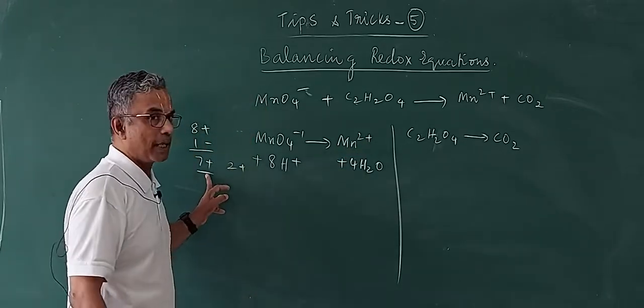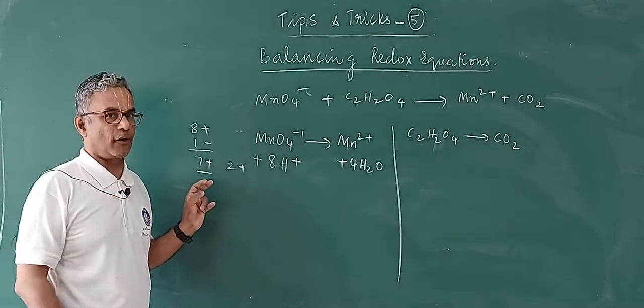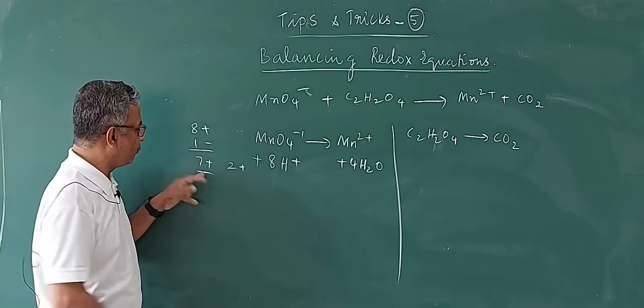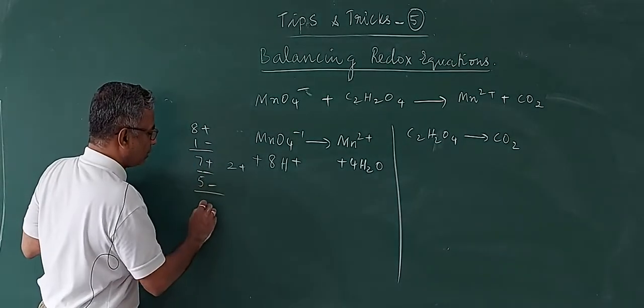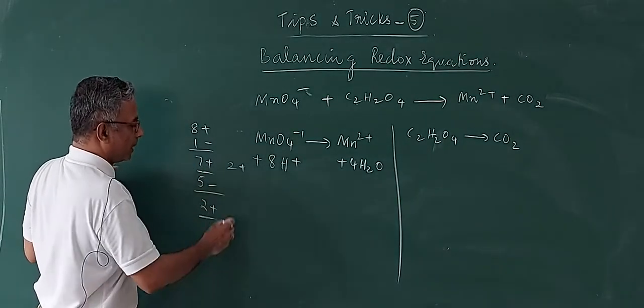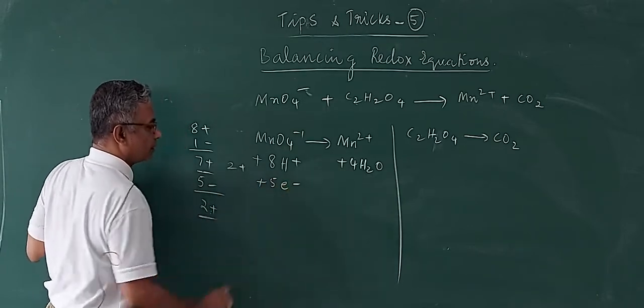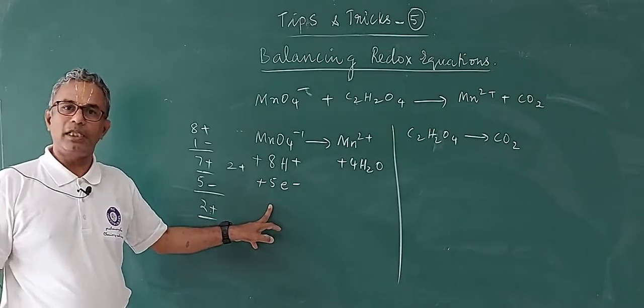I told you, you have to balance the charge by adding electrons. So which side will you add? You will add only to this side. If you add 5 electrons, it will become 2 plus. That means both sides will be the same. Therefore, you add 5 electrons. Please understand this step very carefully.